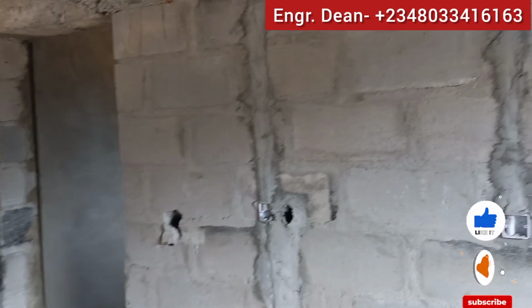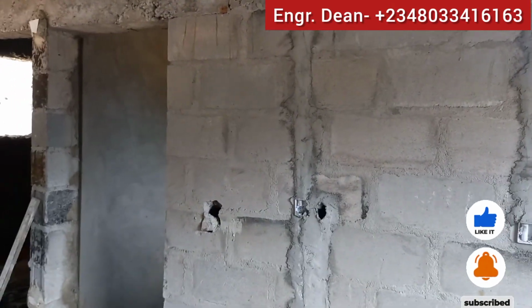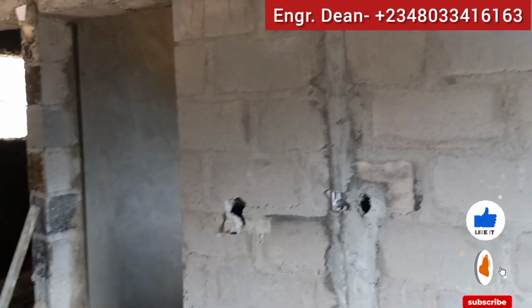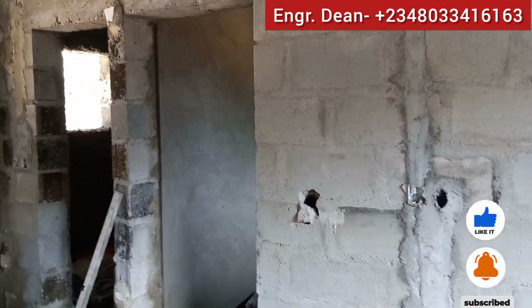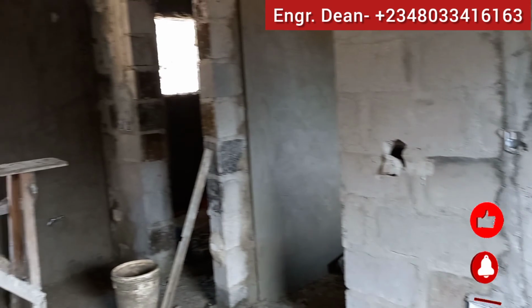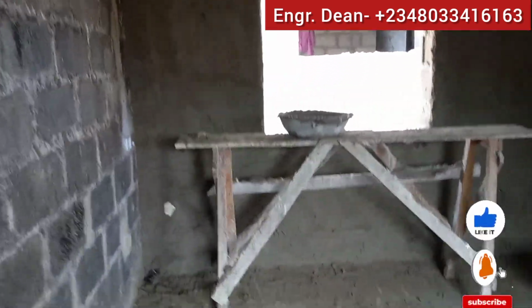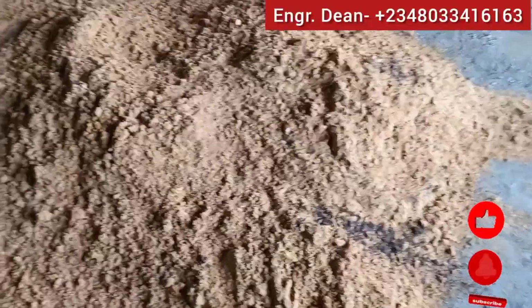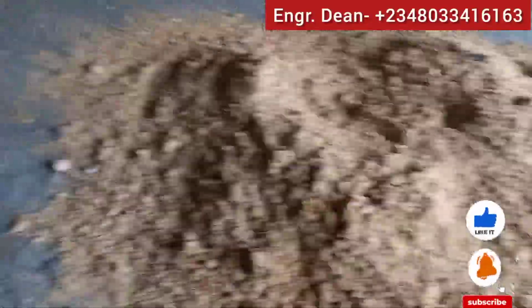So after we have taken the gauge, that's the first stage, which is introduction of the plaster gauge using the broken tiles on mortar. After we have done that, the next stage is to, first of all, mix the mortar. So this is the process. Like I told you, it depends on the client.